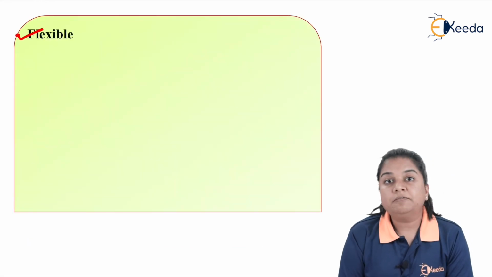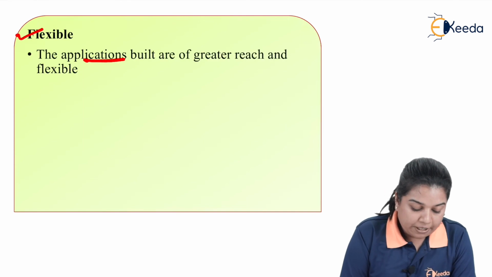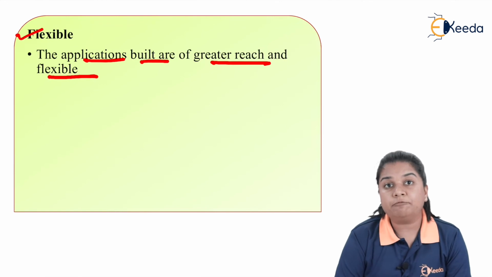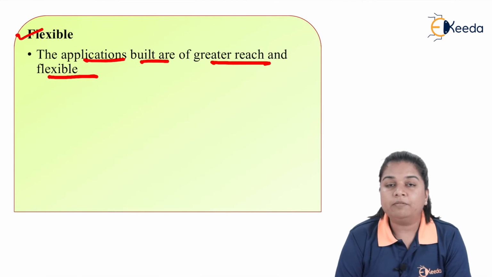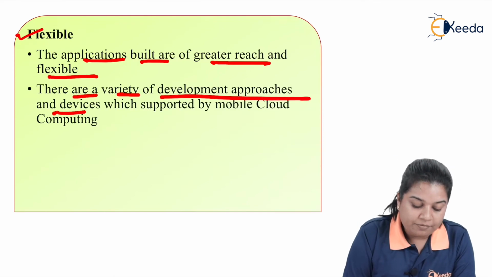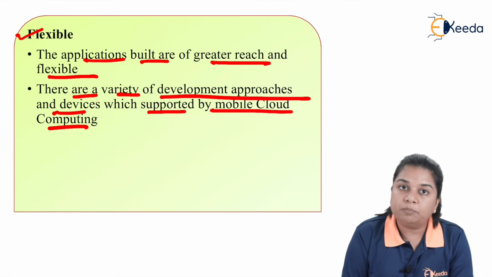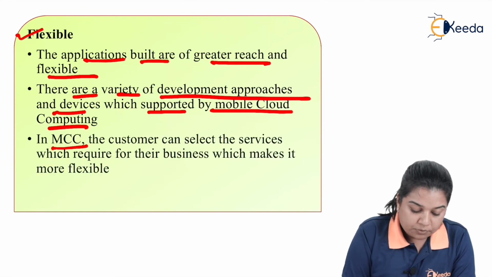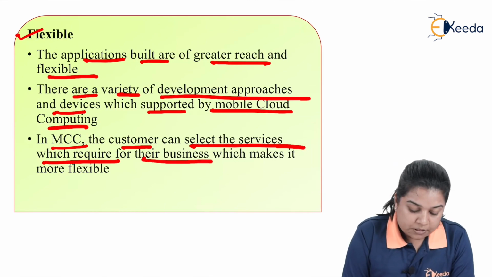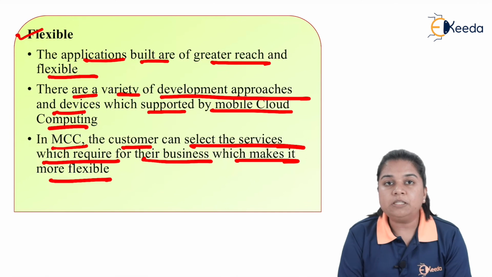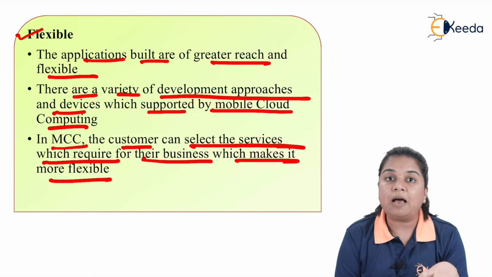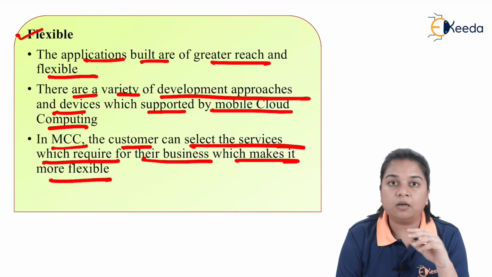Second point is it is flexible. The application builds have greater reach and flexibility. That means they have a wide reach amongst mobile devices or consumers. There are a variety of development approaches and devices supported by mobile cloud computing. In mobile cloud computing, the customers can select the services required for their business, which makes it more flexible. That means as per the requirement they can choose the application, and they need not have a complete bunch of applications for a single requirement.